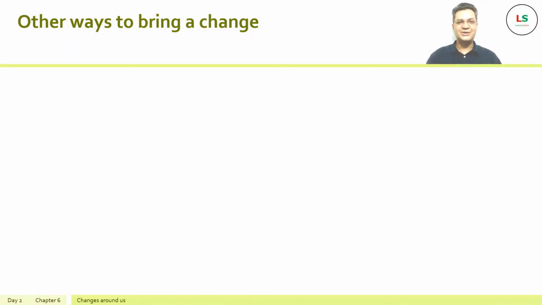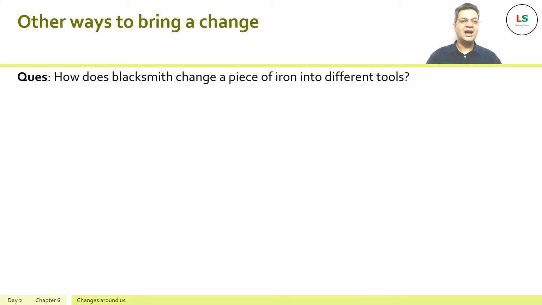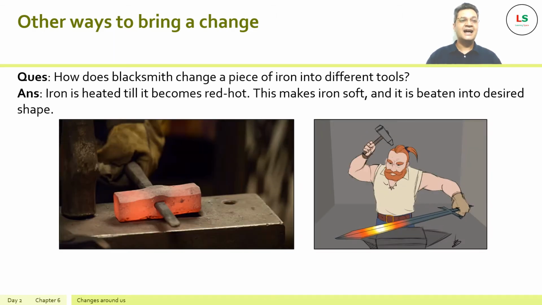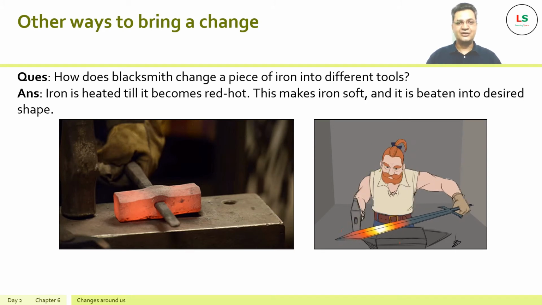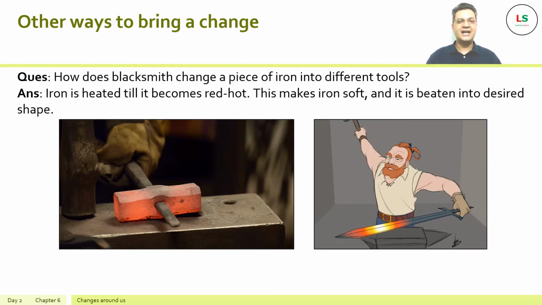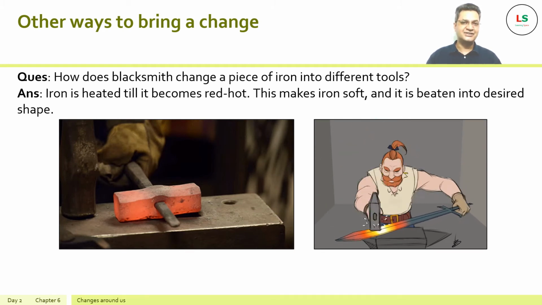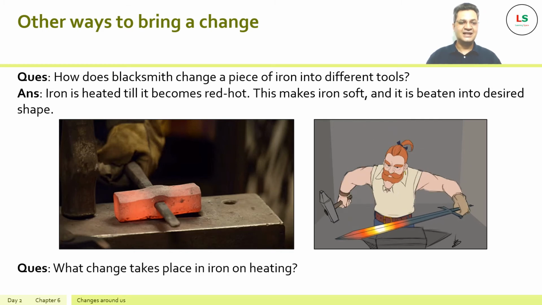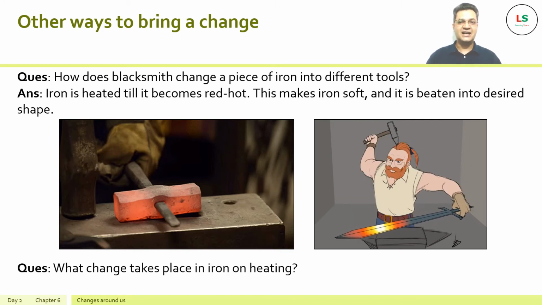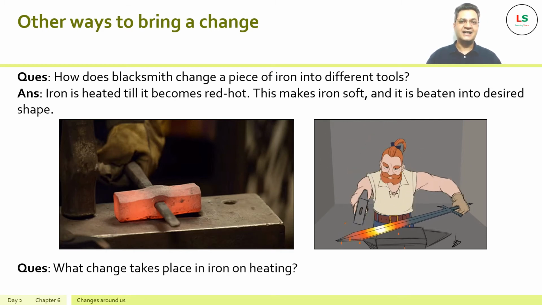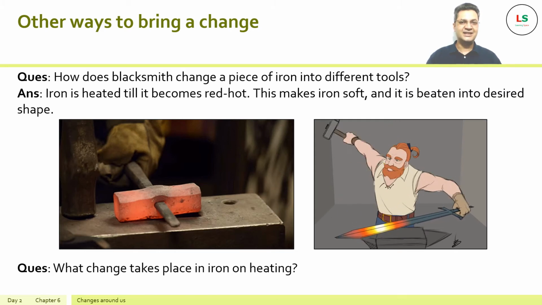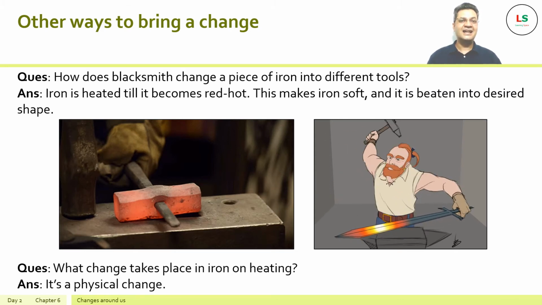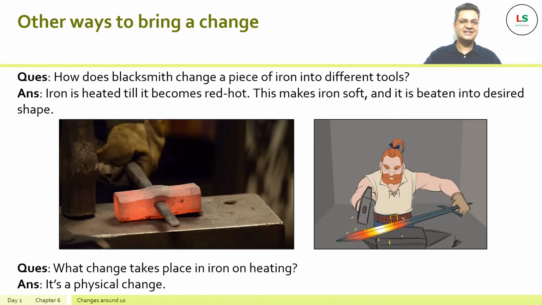Here are two interesting questions for you. The first one is, how does blacksmith change a piece of iron into different tools? Put on your thinking cap and keep thinking. Iron is heated till it becomes red hot. This makes iron soft and it is beaten into desired shape. Now the second question. What change takes place in iron on heating? Again put on your thinking cap and keep thinking. It is a physical change.